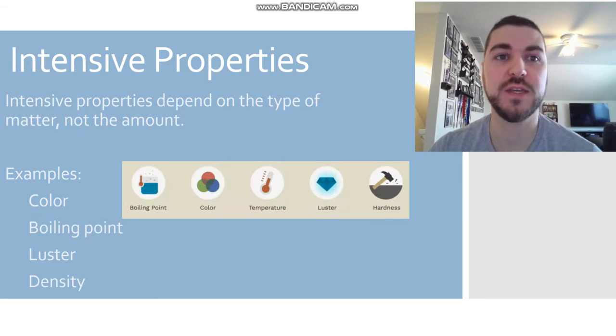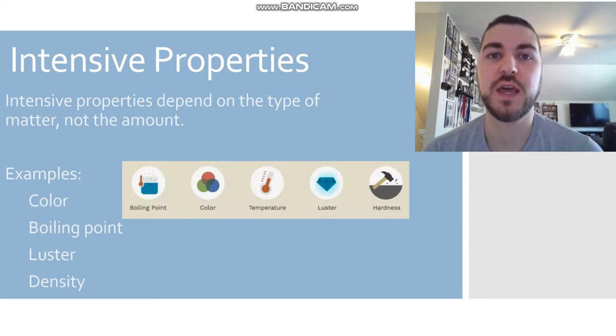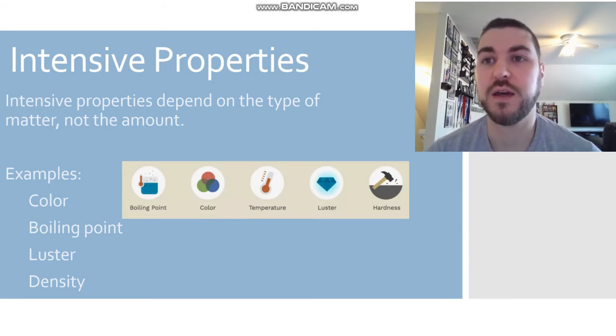Now, the opposite of this is intensive properties. And intensive properties only depend on the type of matter, not the amount. So it wouldn't matter if you had 3 times the amount of the sample you started with. These properties do not change or alter. So for example, color. If I was to double the amount of the substance I had, the color won't change. Boiling point, luster, and density.